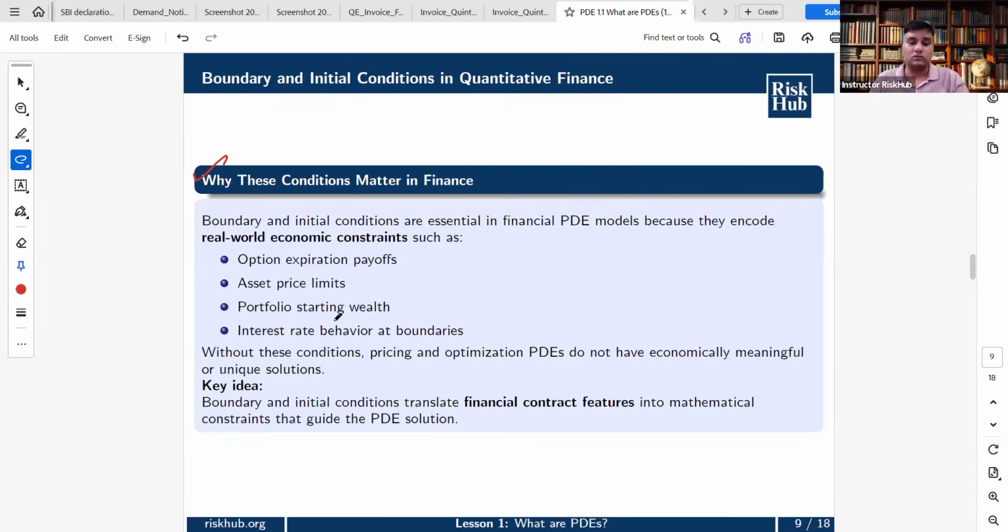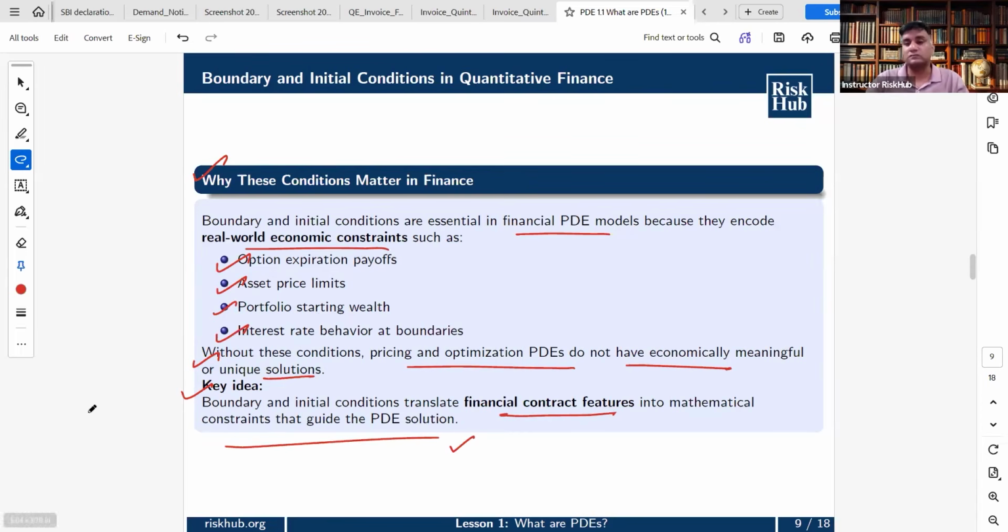Okay. So boundary and initial conditions are essential in a PDE model because they encode real-world economic constraints: option expiration payoff, asset price limit, portfolio starting wealth, initial interest rate behavior, boundary. Without these conditions, pricing and optimization PDEs do not have economically meaningful or unique solutions. The key idea is that boundary and initial conditions translate financial contract features into mathematical constraints to guide the PDE solution. Okay.